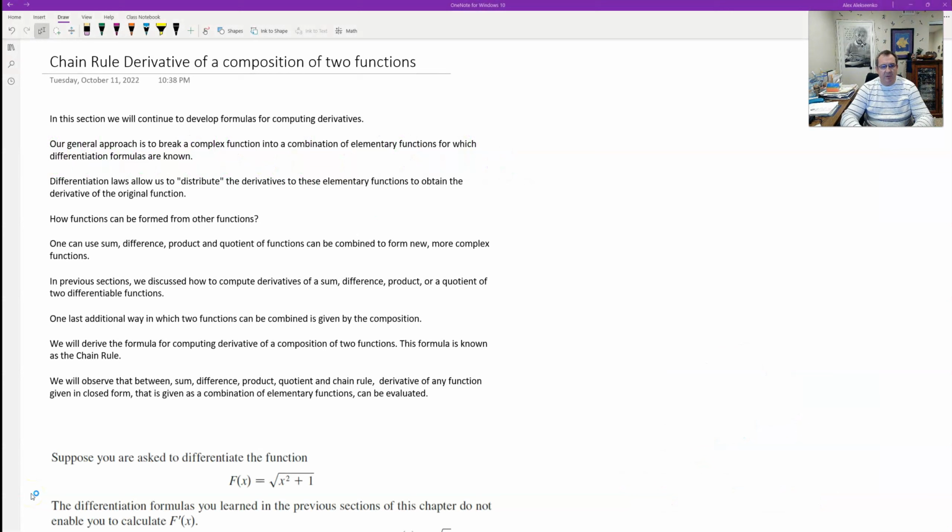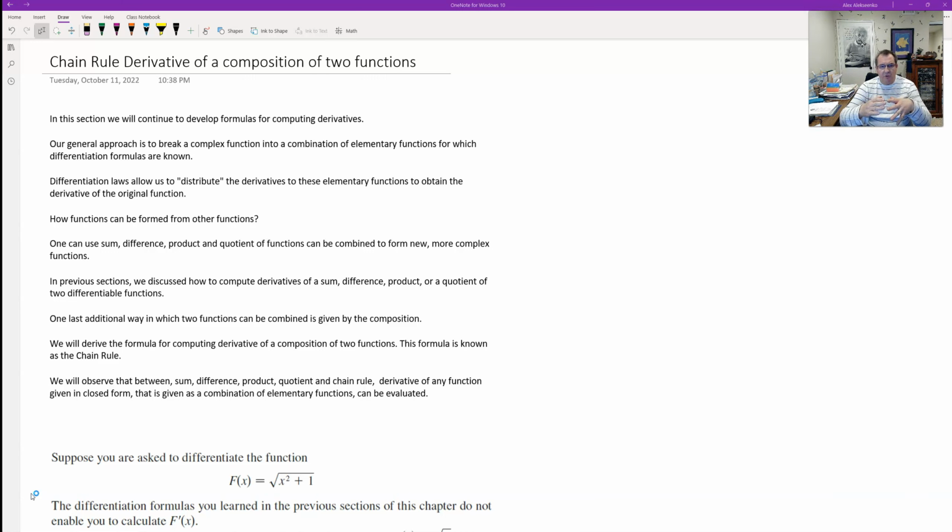Hello. In this segment, we will consider section 3.5, the chain rule. The chain rule is an additional formula to evaluate derivatives of functions. In particular, it's the formula to evaluate the derivative of a composition of two functions. In this section, we will derive that formula in a simple way without much detail, and we will consider a number of examples of how to use the formula.